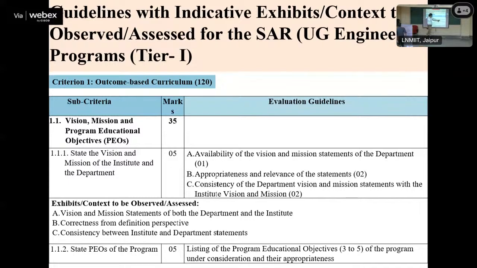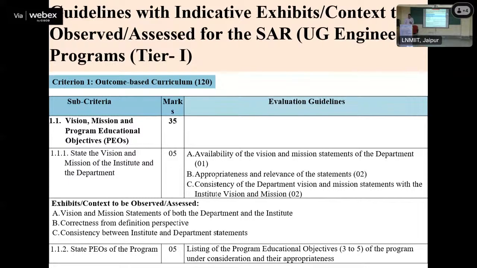Availability of the vision and mission of the department, that is 1 mark, and then appropriateness and relevance of the statement, that you say 2 marks, and then consistency of the department vision and mission statement with the institute vision and mission, 2 marks. Again, sub-criteria are there. So while you are preparing these documents, please go through this. This is available on the NBA website, the guidelines with exhibit context to be observed by the evaluator. This thing actually we have gone through.